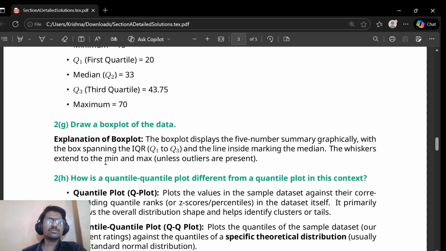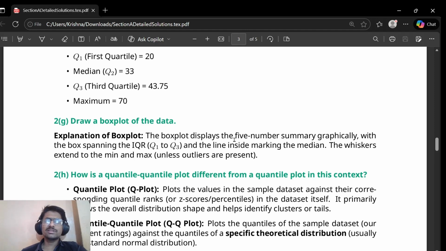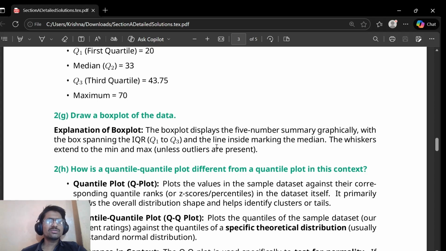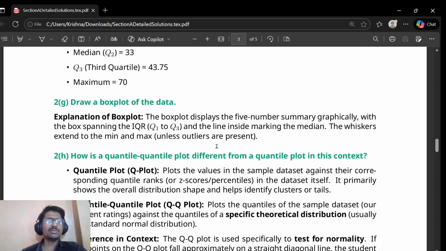As an explanation of box plot, the box plot displays the five number summary graphically with the box spanning the IQR, Q1 to Q3, and the line inside marking the median. The whiskers extend to the min and max unless outliers are present.